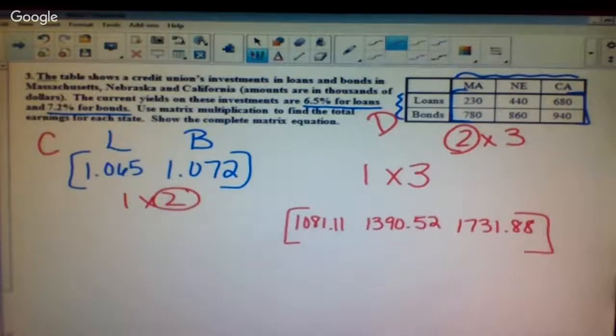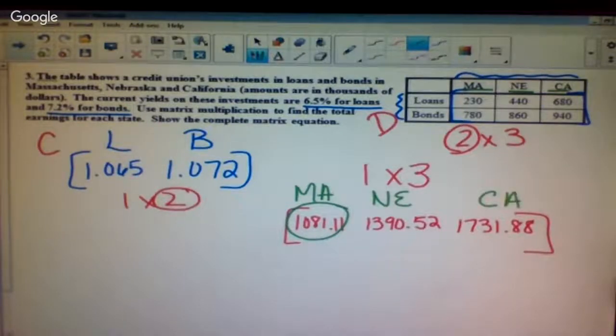That's the values after the percentages. Okay, values of what? What in specific does this number represent? The loans and bonds in Massachusetts. Fantastic. Okay, these titles drop down to here. So this is Massachusetts, Nebraska, and California. This is the total amount of money you have in Nebraska and the total amount of money of loans and bonds you have in California.